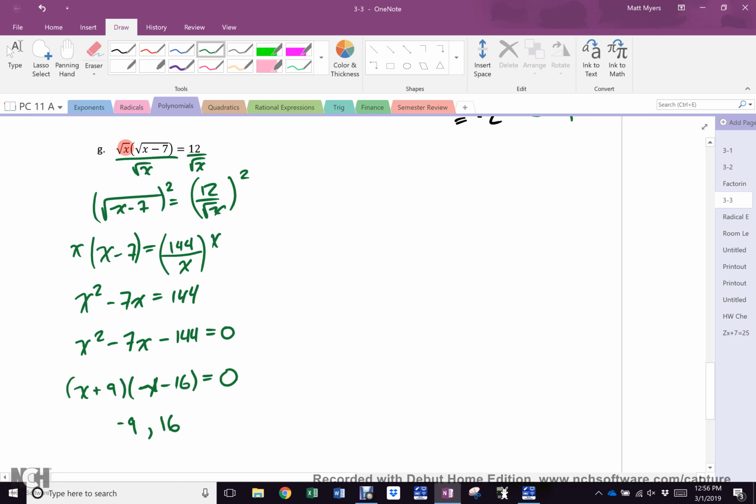Then I go up and check. Can I get a square root of negative 9? No. So is 9 even an option? No. What's square root of 16? 4. What's 16 minus 7? 9. What's the square root of 9? Is 4 times 3 12? So what's our answer? 16. Good? We got rid of the root anyways.